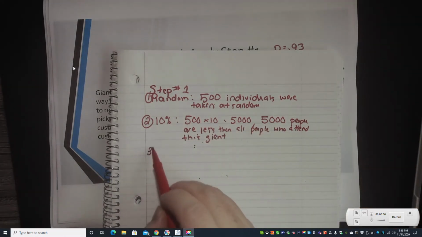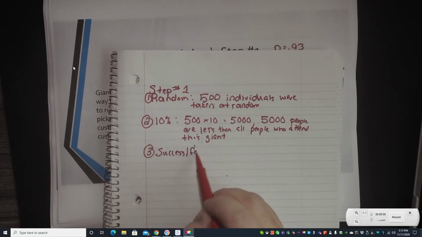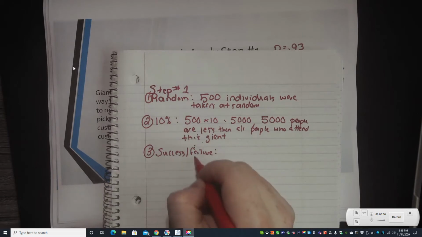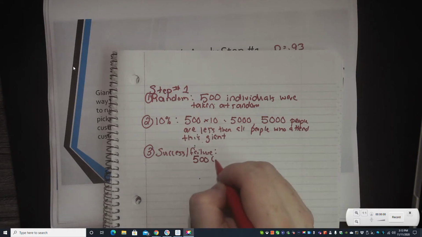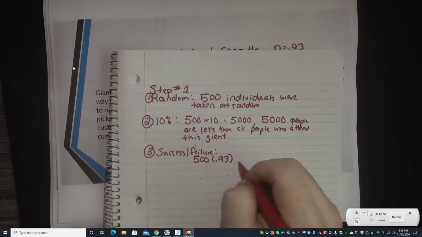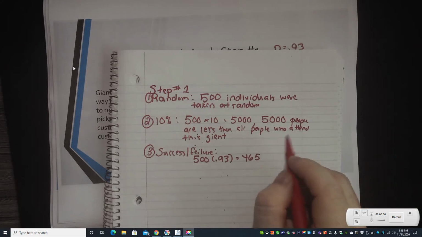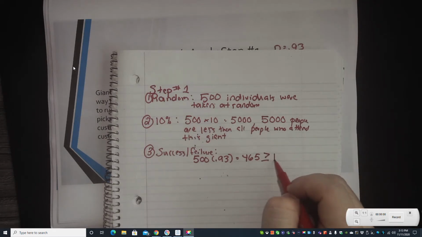Three, success, failure. So what we do is we say n times p has to be greater than or equal to 10. The n is our 500 that we've been using the whole entire time, and our p, which you discovered in the very beginning, is 0.93 in this case. So we quickly do 500 times 0.93, and that gives me 465, which is greater than or equal to 10.